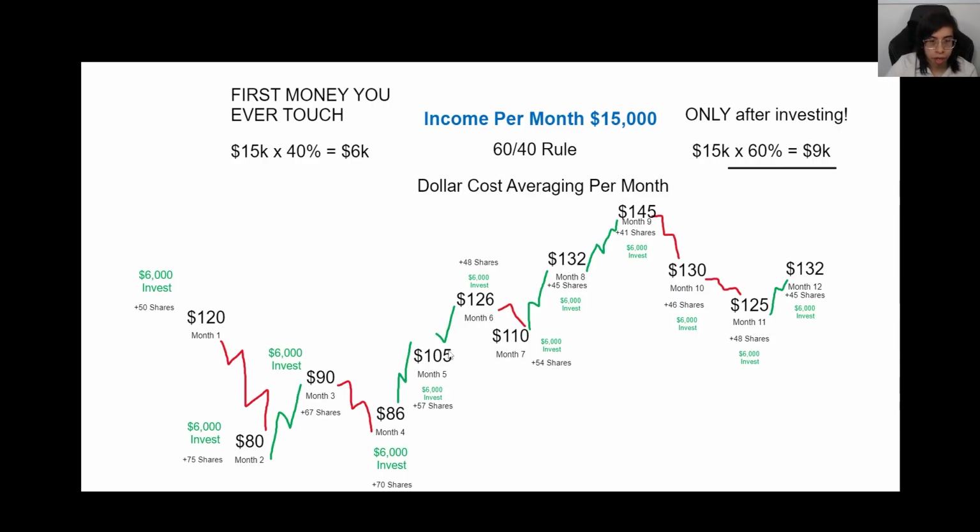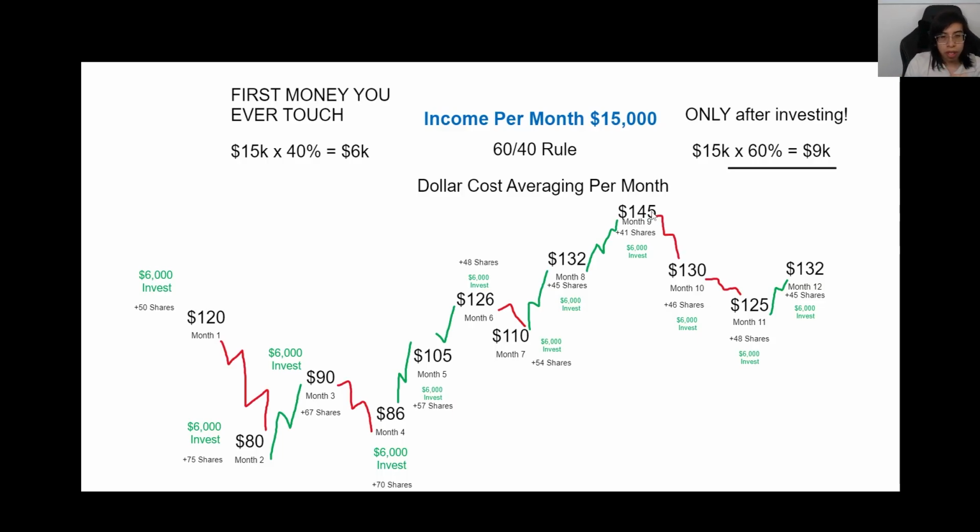You bought 57 shares at 105, then 126 in the share price, you bought 48. The price went down to 110 a month later. But you can see that you're just investing every month, regardless of where the share price is, right? So the price went to 132, then 145, and each time you invested about $6,000, right? And then when the price went down to 130, you bought 46 shares. You bought more than what you bought when it was higher, right? Because you want to invest the same amount.